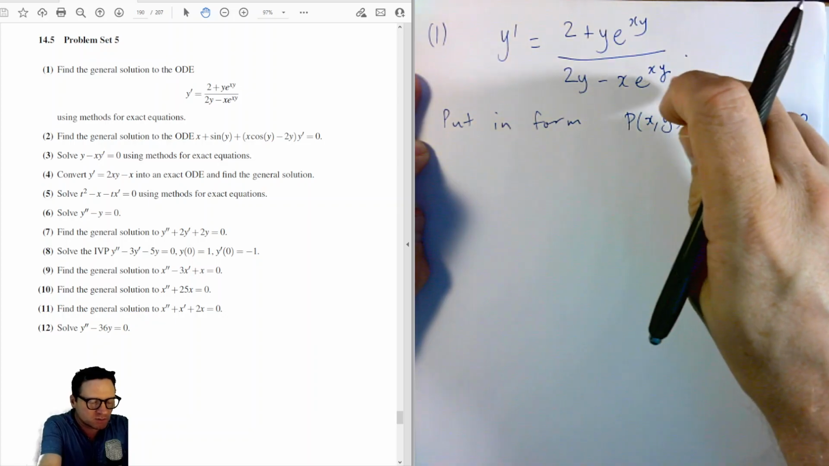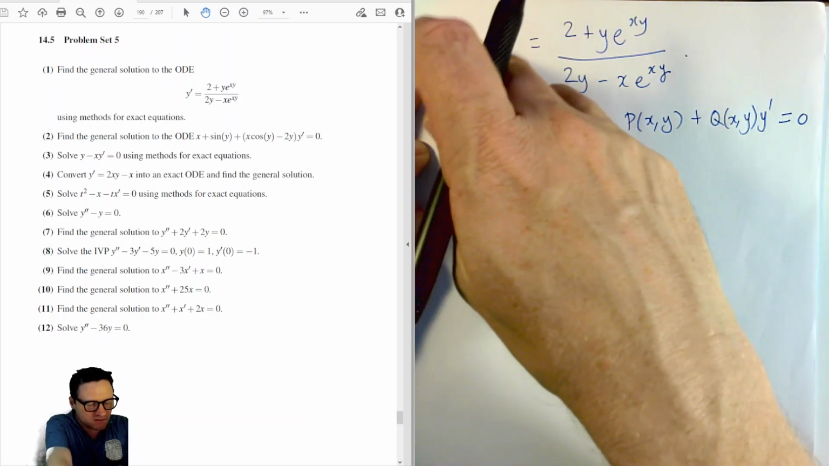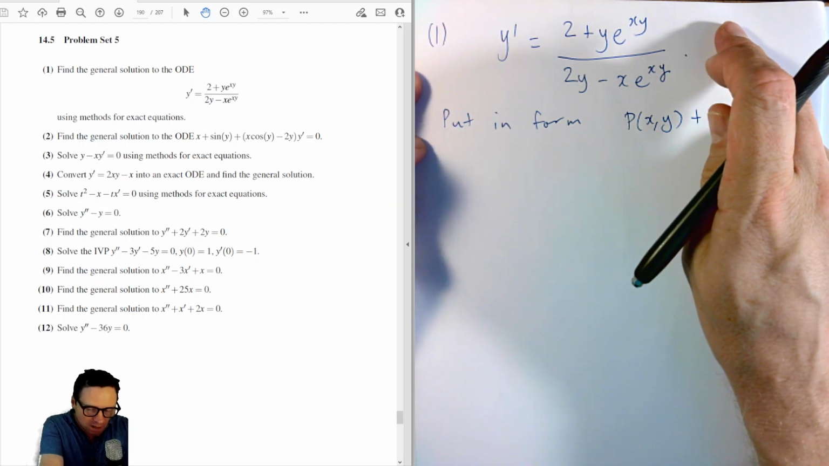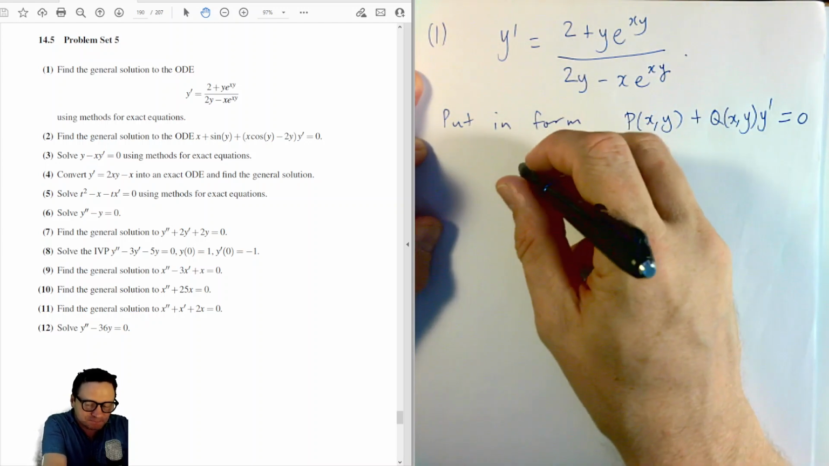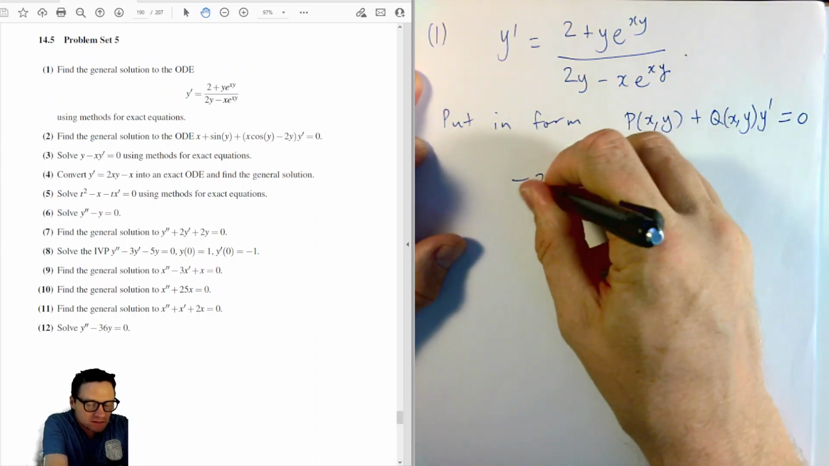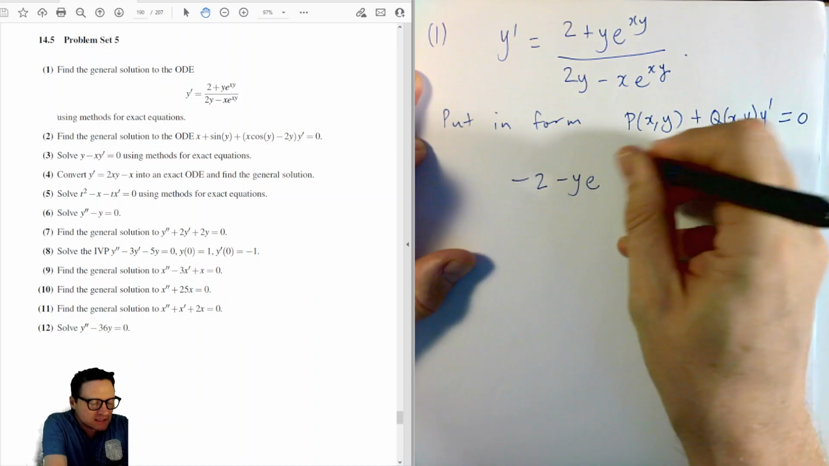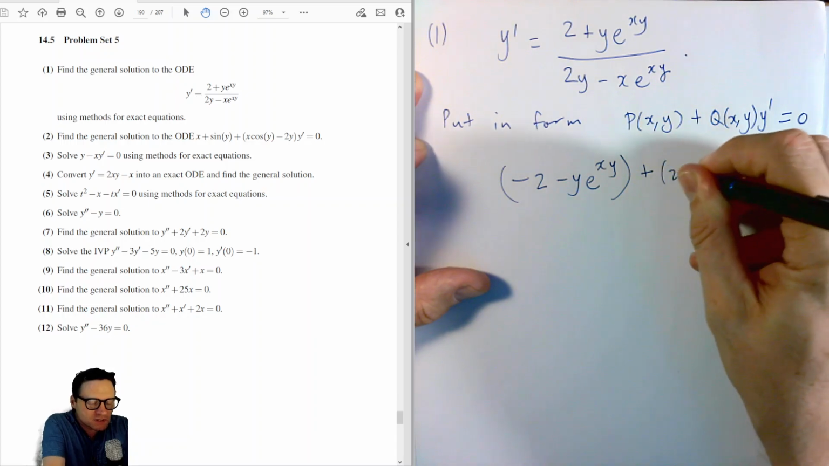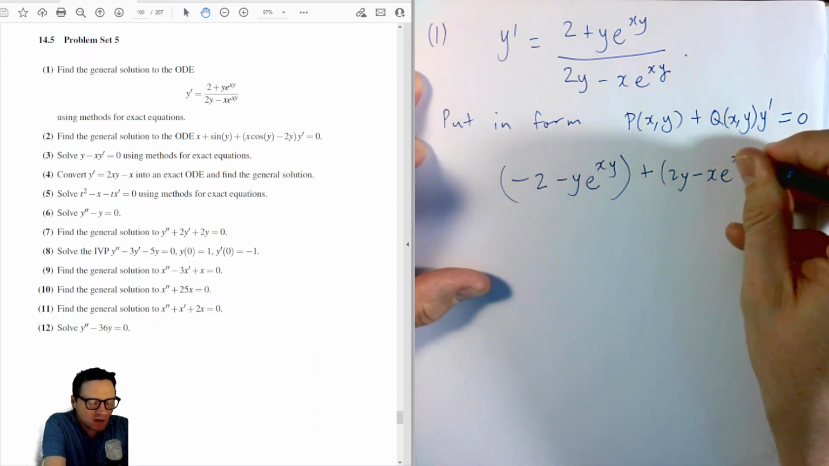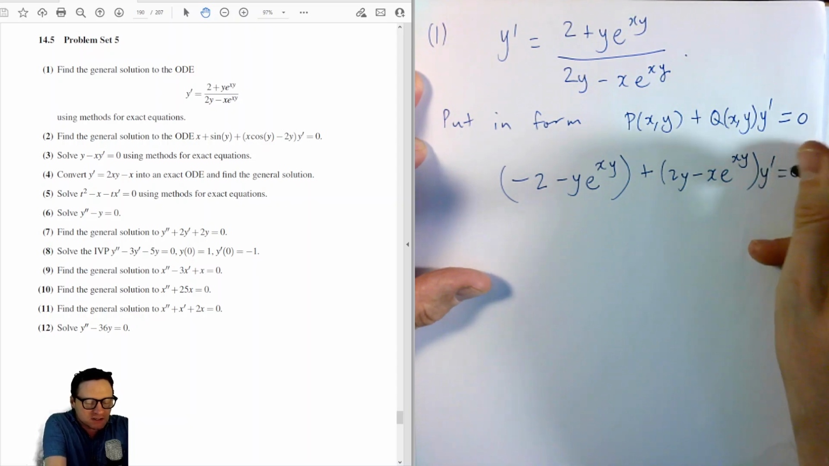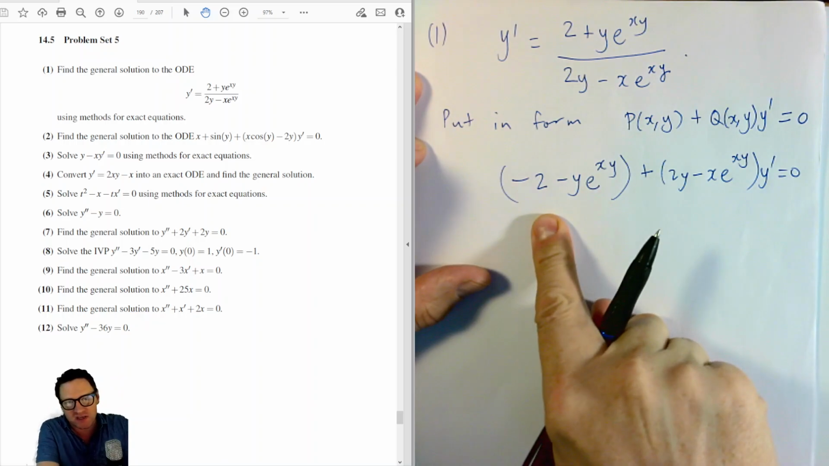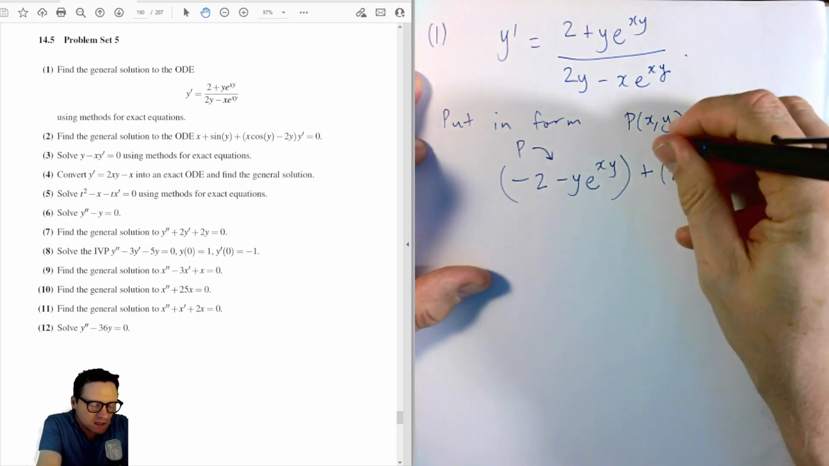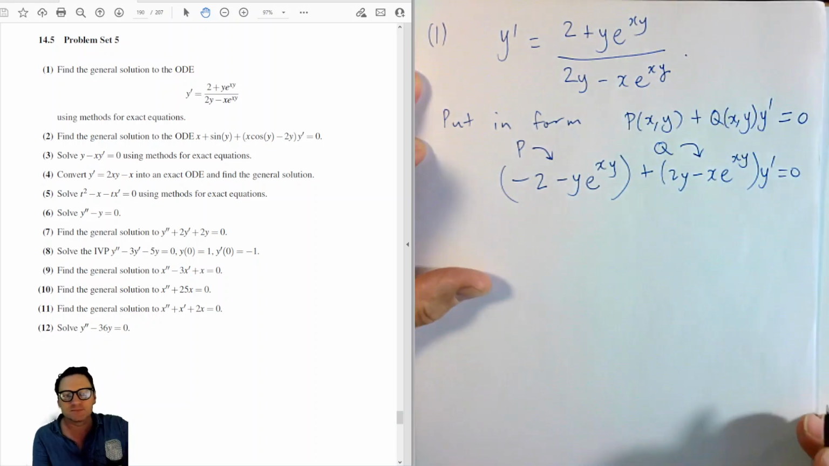Okay, so what we'll do is multiply both sides by that denominator so it appears over there, and then we'll take it over to the other side of the equation. And so then what we get is minus 2 minus y e^(xy) plus (2y minus x e^(xy)) times y' is 0. Okay, now on the left we have our p. So let's point this out: p is this term and q is this.